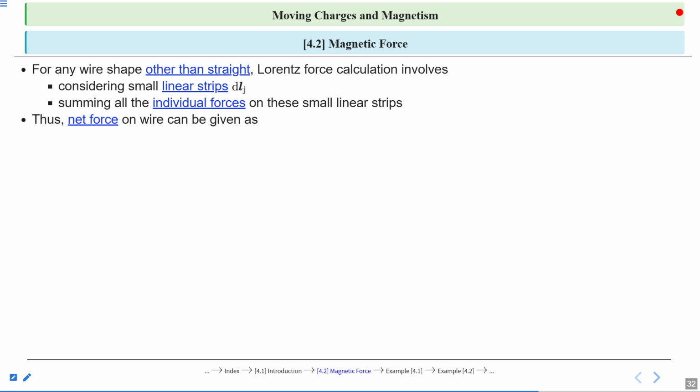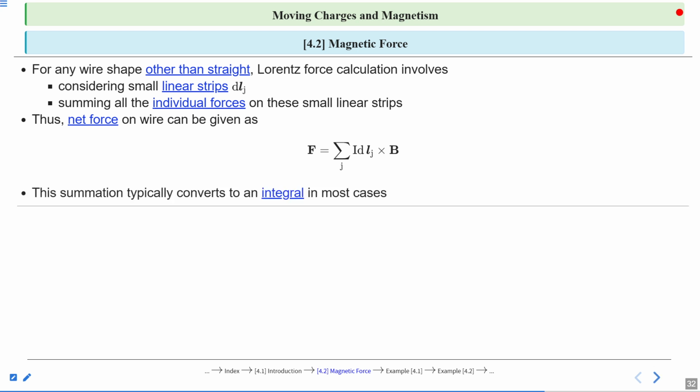The force on all these small strips can be summed up, and the net force can be given as F equal to summation over j of I dl_j cross B. We can put j as 1, 2, 3, the number of linear strips that we are considering in a non-linear rod. This summation typically converts to an integral in most cases, so we will prefer the integral more than the summation sign.